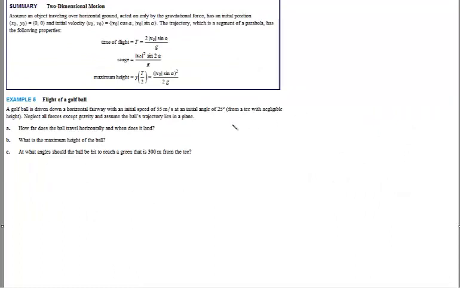Let's read through the problem and pick out our pieces here. Initial speed, so that would be the magnitude of our velocity vector there, and that would be equal to 55. We're in meters per second, so gravity is going to be 9.8. Our angle alpha is going to be 25 degrees.